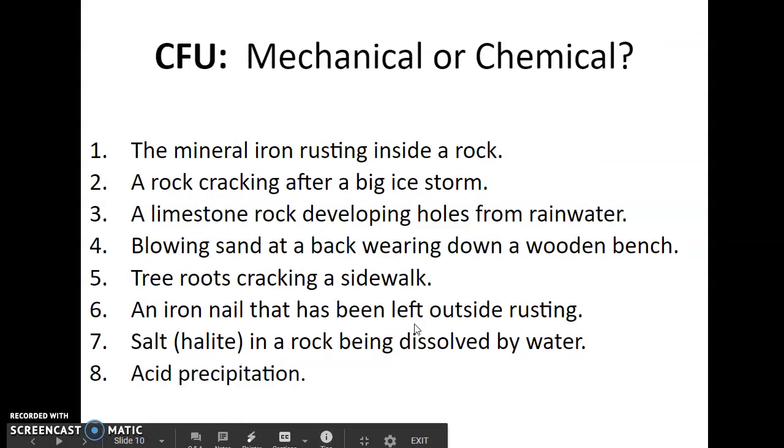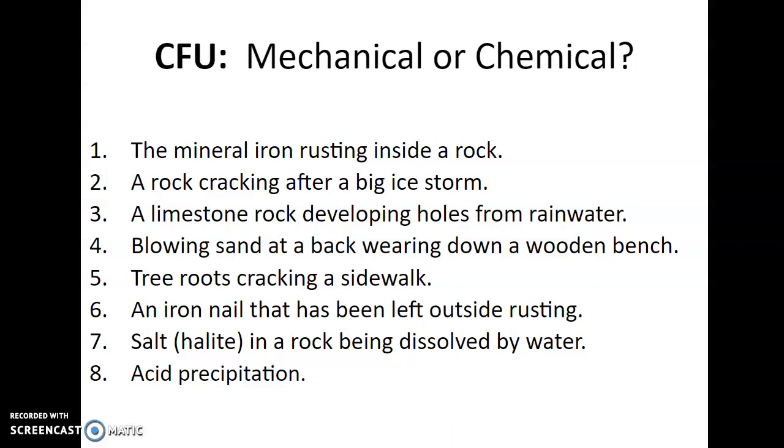So let's do a check for understanding. We're going to label each of these 8 questions as either mechanical or chemical weathering. The mineral iron rusting inside a rock. Is this mechanical or chemical? If you said chemical, you are correct. A rock cracking after a big ice storm. Mechanical or chemical? Mechanical. This is an example of frost wedging.